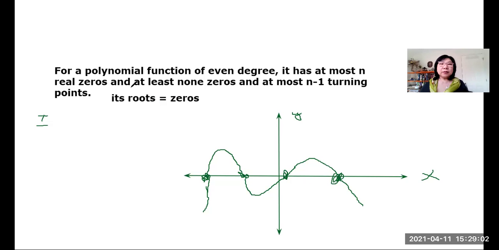So now let's consider the sentence again. Let's read the statement again. For a polynomial function of even degree, it has at most n real zeros and at least non-zeros, and at most n minus 1 turning points.